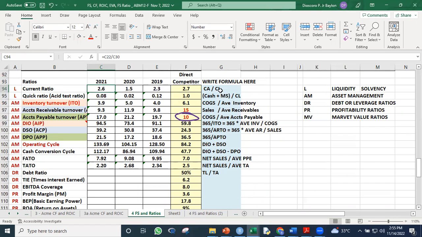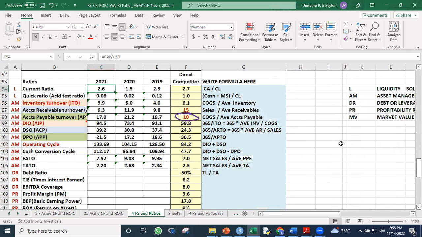Okay, for every 1 peso of current liabilities, the company has 1 peso of current assets. But ratio analysis goes deeper than that. You have to look at the quality of, let's say for the current ratio, current assets over current liabilities. We have to look at the quality of our current assets. That's why there is this quick ratio or acid test ratio.